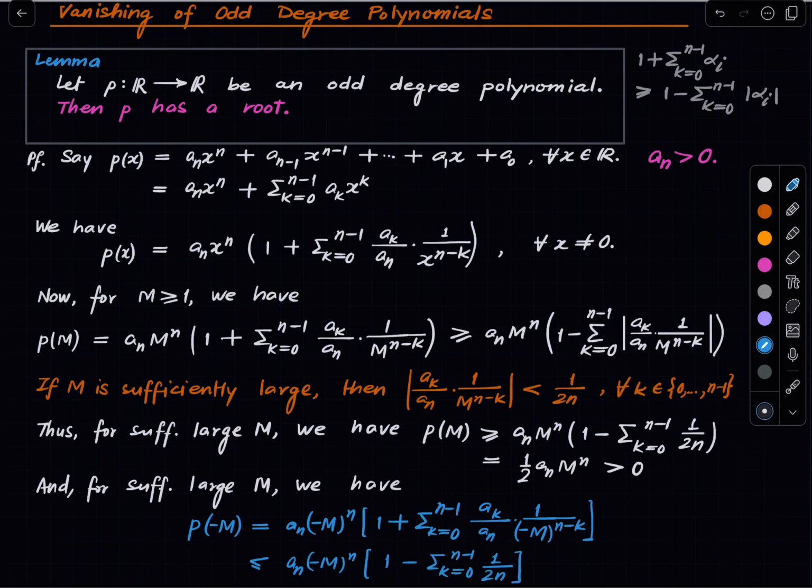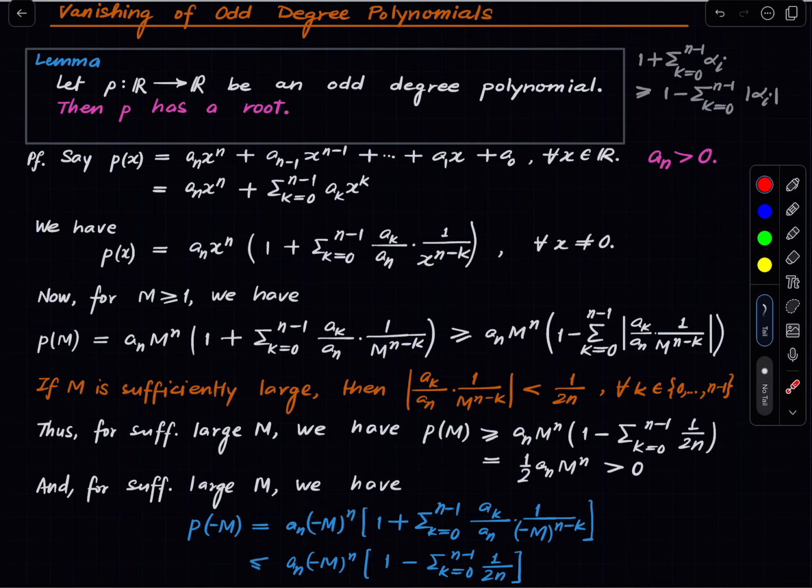So what happens here? The whole point is this is a negative number because n is odd. Minus m is negative, and hence since we are exponentiating with an odd power, this whole thing is negative, but an is positive and hence this is negative. So this time, when we make these sufficiently small, meaning each of these has magnitude at most 1/2n, the inequality will go the other way because of the negativity of this.